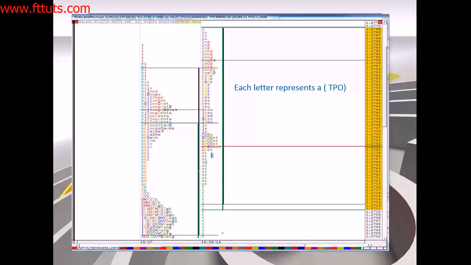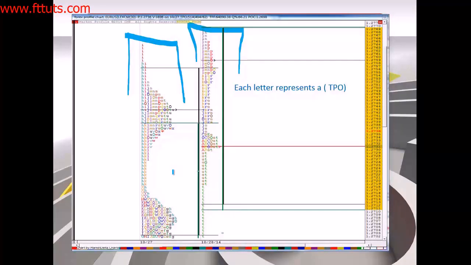All right, so we talked about the fact that each of these letters represents a TPO, and I also mentioned that each of these profiles represents one full 24-hour session. So really on this chart we are looking at one session here, and we are looking at another session here, and each of these trading sessions is a 24-hour period, or at least this is how this profile is structured.